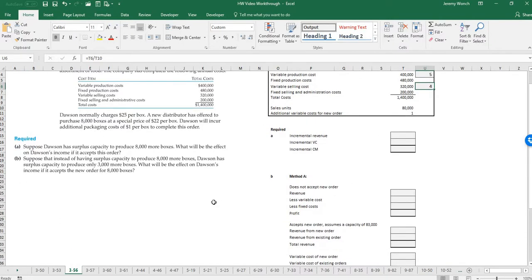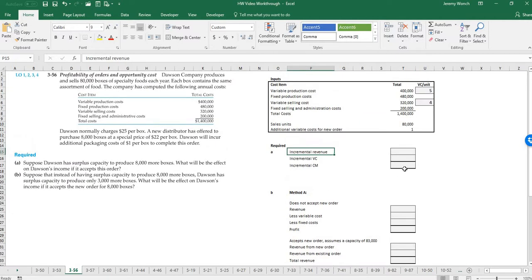And so for part A, to figure out if we should accept this offer or not, first we want to understand what our incremental revenue is. Our incremental revenue is going to be our 8,000 units that we would sell times what we'd sell it for, which is $22. So $176,000 of revenue if we accept this deal.